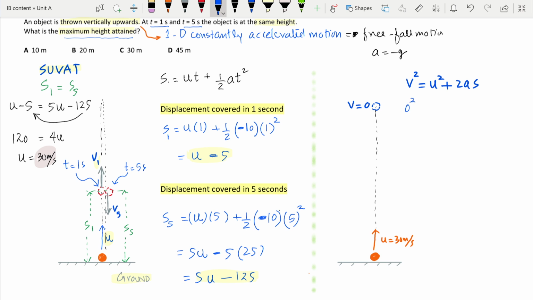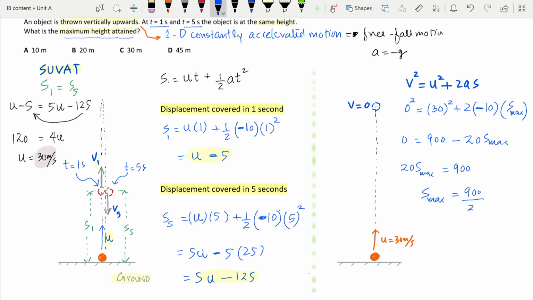Final velocity squared is equal to 30 squared plus 2 into, due to free fall motion, negative 10, and this is the maximum displacement. Okay, so 0 equals 900 minus 20 into S max. So 20 S max equals 900, and the maximum displacement is 900 over 20, which is 45 meters. That's why our right answer is D.